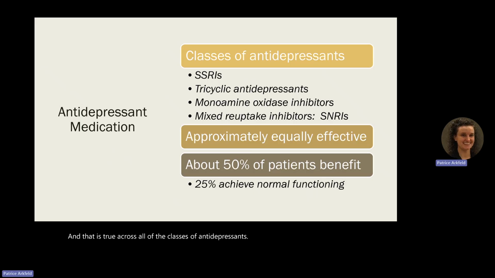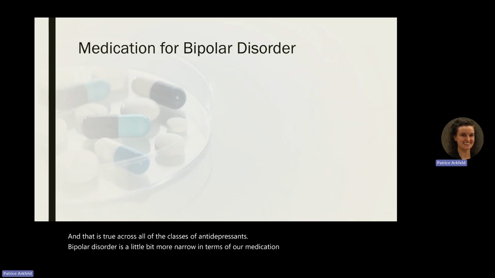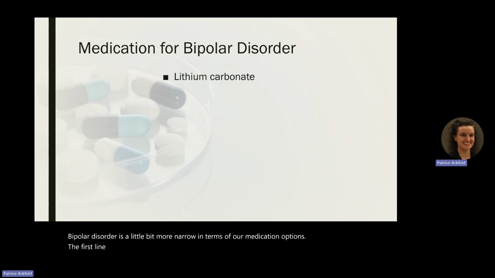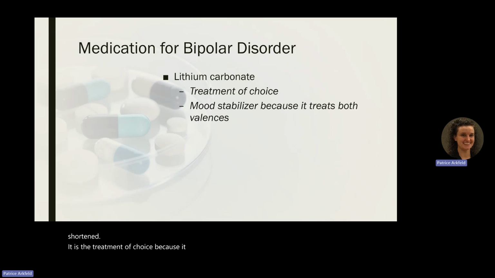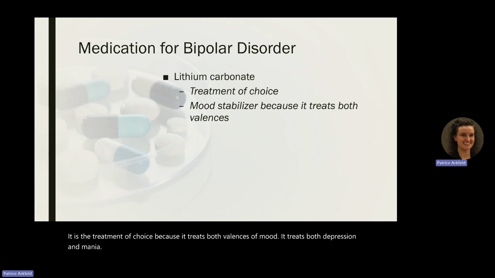Bipolar disorder is a little bit more narrow in terms of our medication options. The first line medication for bipolar related disorders is lithium carbonate, or just lithium as it's shortened. It is the treatment of choice because it treats both valences of mood. It treats both depression and mania, where antidepressants only treat the depression.